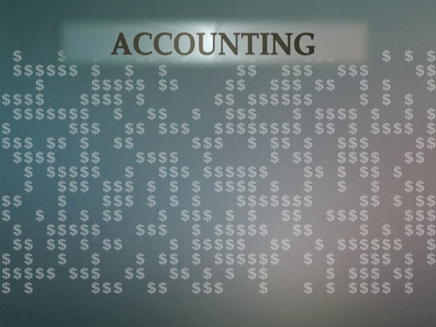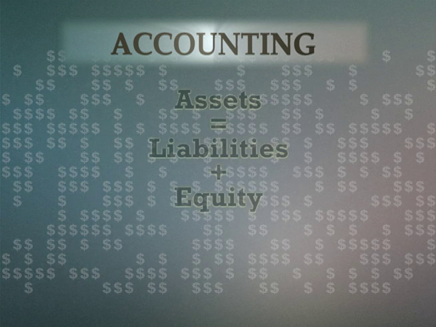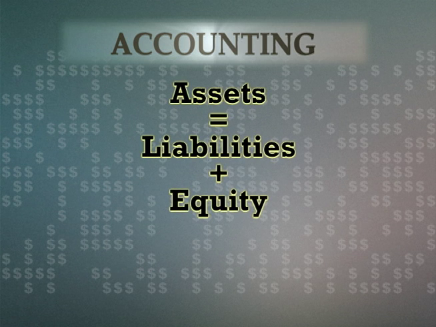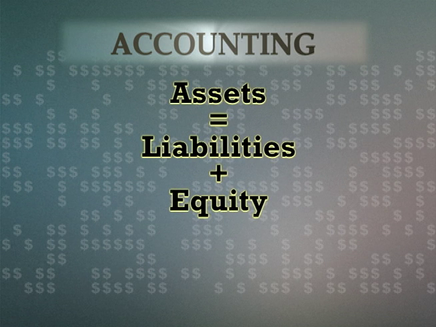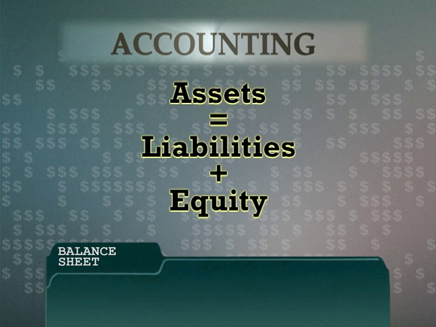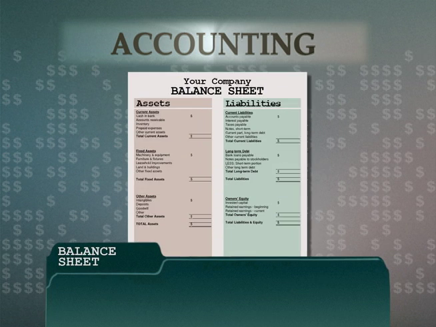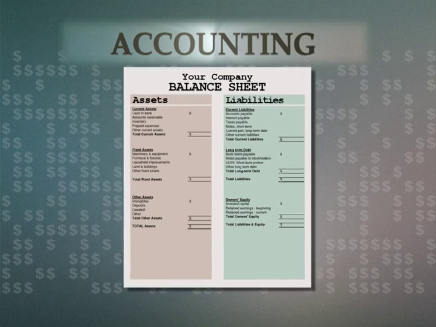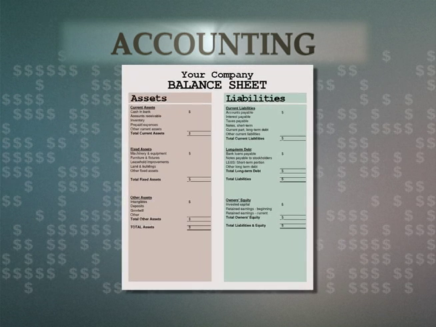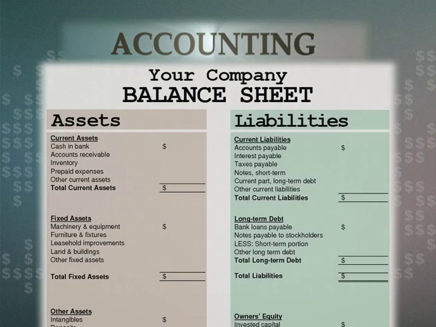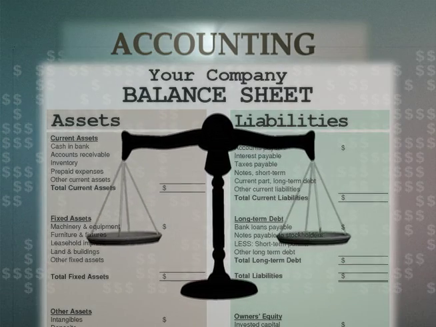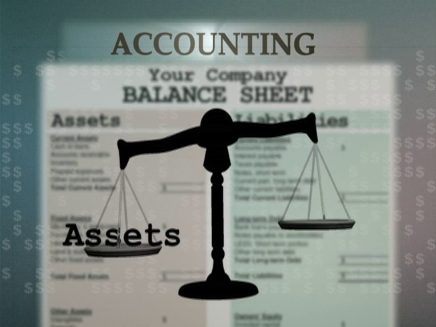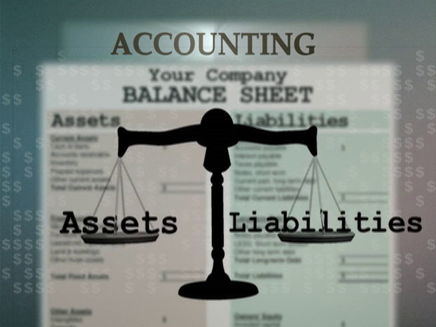Now here's a little formula for you to remember. When we say assets are equal to liabilities plus equity, we end up with the first of our basic accounting tools, the balance sheet. The balance sheet shows the financial condition of an organization at a specific time, like a snapshot. And because it's called a balance sheet, the 2 columns of entries must always be in balance.